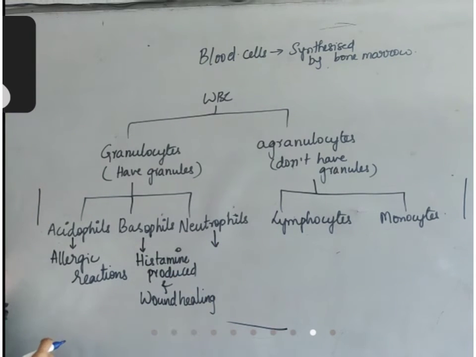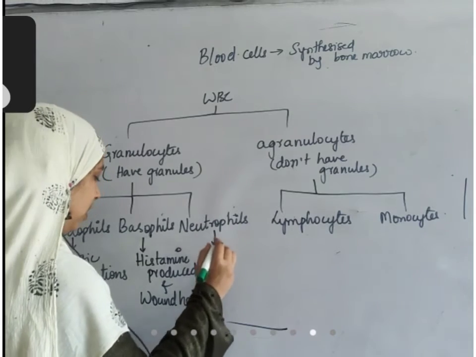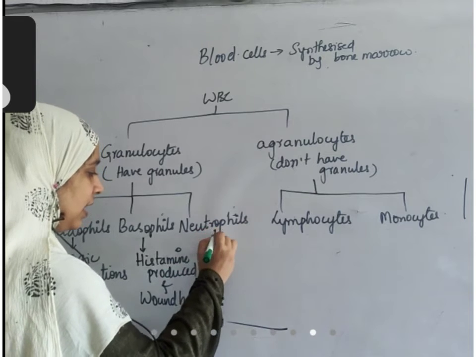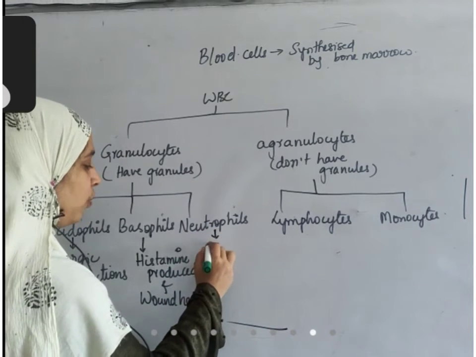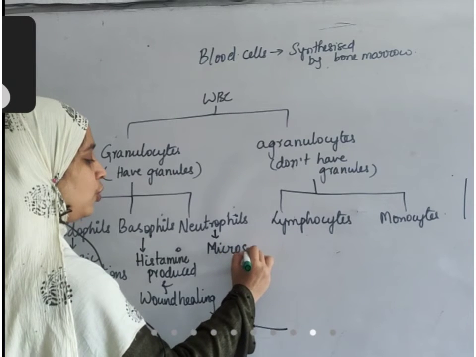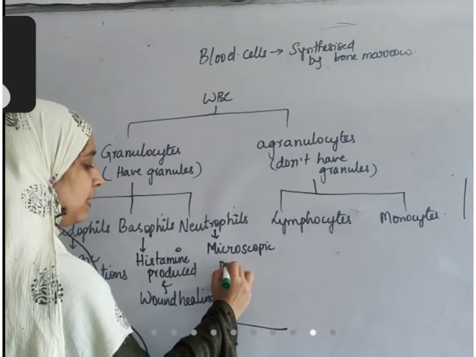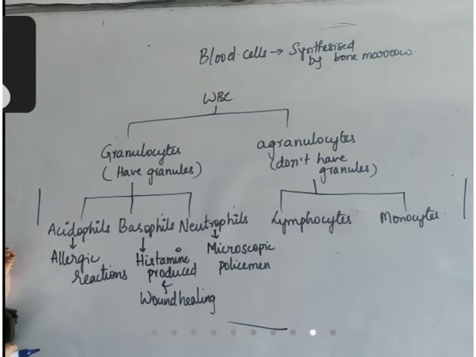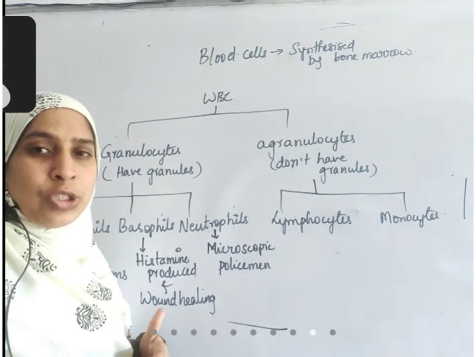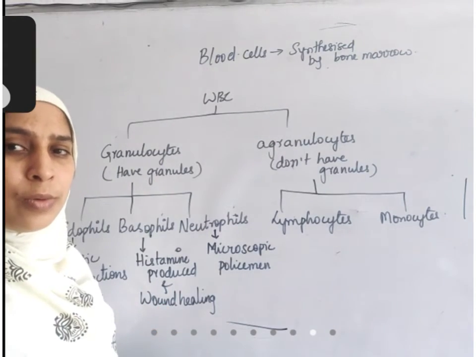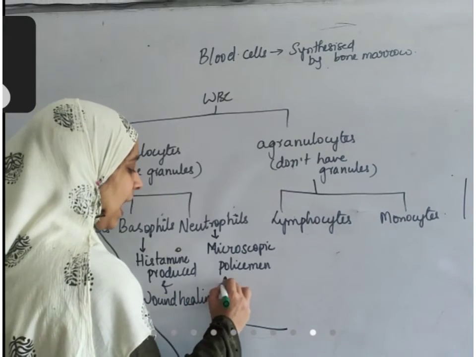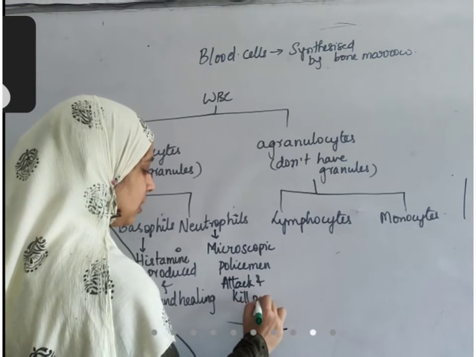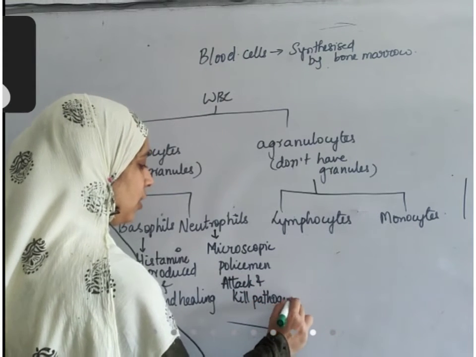Neutrophils help in fighting the pathogens that enter the body. They are the first line of defense. They are called microscopic policemen. Whenever any pathogen enters our body, they are the first cells to attack those pathogens and kill them. So they attack and kill pathogens.